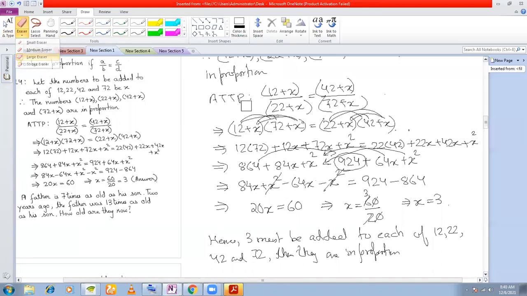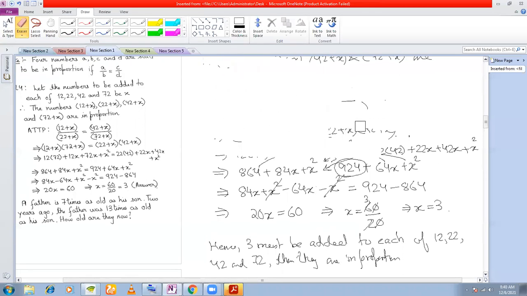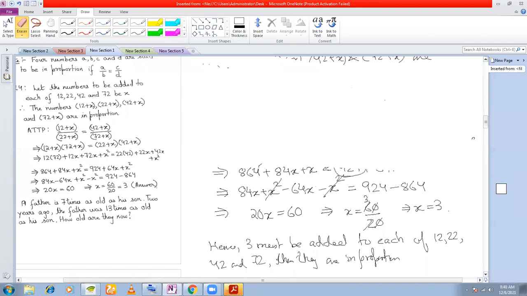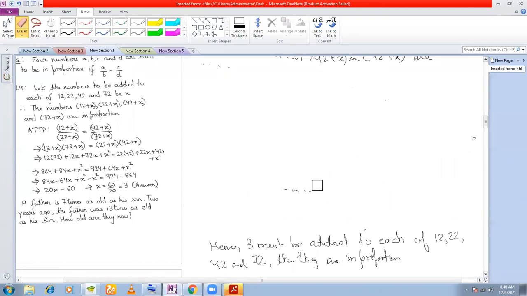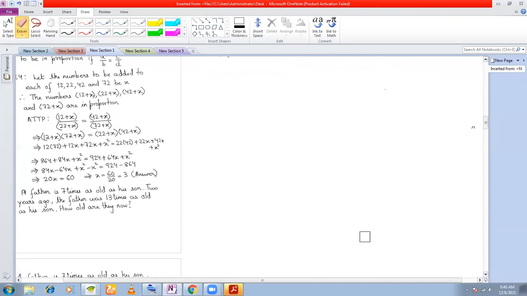Okay, the next problem. Sir, an age problem? Yes, tell me. Sir, I'm saying that if 3 by 4 is equal to 21 by 24, then it will be in proportion. 3 by 4 is equal to how much? 21 by 24. 3 by 4 and 21 by 24.